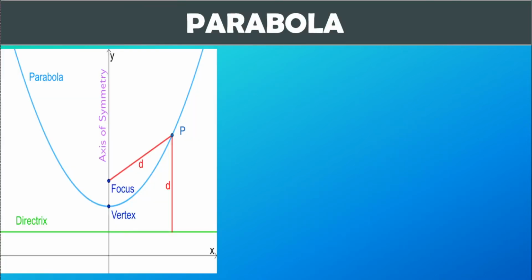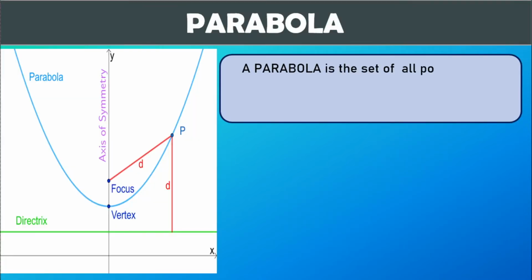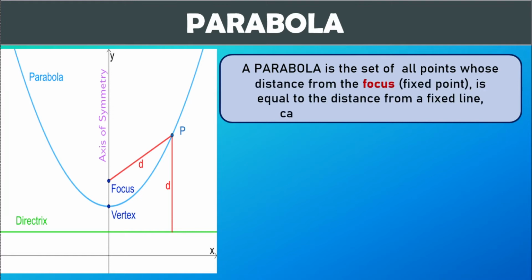So what is the parabola? A parabola is the set of all points whose distance from the focus, or fixed point, is equal to the distance from a fixed line called the directrix. So here in the diagram, for the set of all points, for example the point P, the distance of P to the focus is equal to the distance of P to this line.